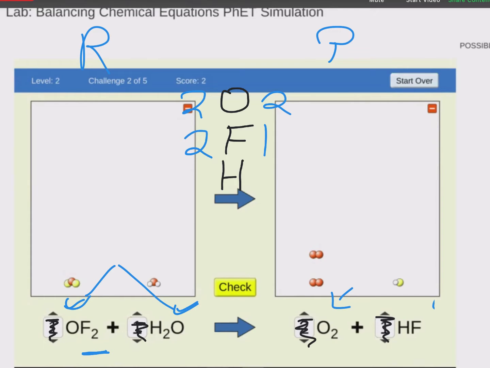Okay, how many hydrogens do I have on the reactant side? I have 2. And how many hydrogens do I have on the product side? 1. Okay, so now your job here is to make sure you can equal out everything that you have. And remember, the only place you can put something is in front of the actual element or compound. Okay? All right, so now I would leave oxygen to last. What do you want to start with, the fluorine or the hydrogen?